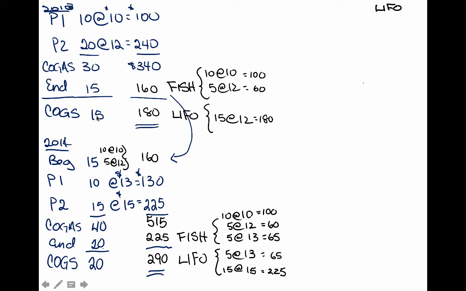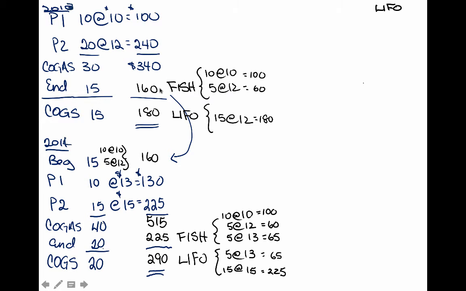So, if they're the last ones, they're the $12 layer. So I sold 15 at $12, which means ending inventory, I have 5 more of the $12 layer, and I still have all of the 10 of the $10 layer. So $180 is assigned to cost of goods sold, $160 is assigned to ending inventory. Notice we have to tie back to that $340.